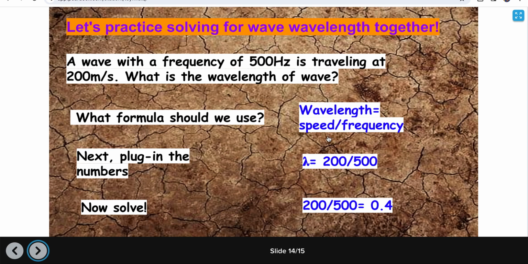So which one's our speed? Well, it's 200 because it gives us the distance and time. So 200. And then our frequency, which is 500 because it has the abbreviation for hertz right there. So we know it's got to get plugged in there. So 200 divided by 500 would give us 0.4. But there's no unit of measure. What should the unit of measure be for this particular answer?